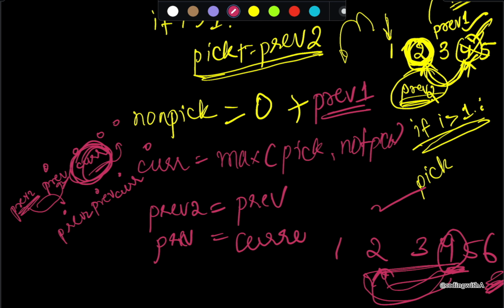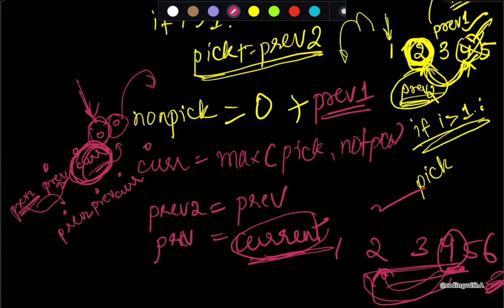Now what are you returning in the end? If the current goes outside, whatever element is in the previous, you will return the maximum sum till there. Since you are updating the current value in the previous already, you can directly return previous. Okay, you will directly return previous.